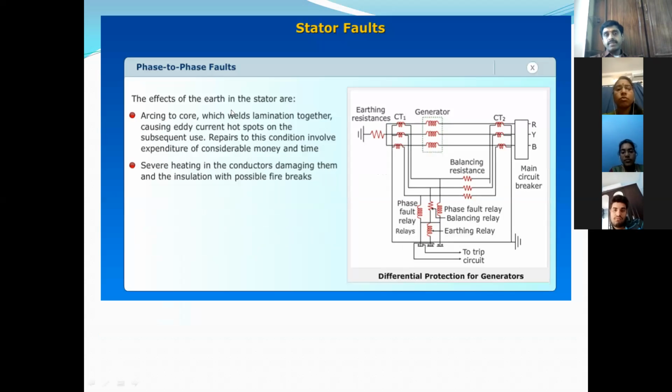The effects of the earth fault in the stator, and how the earthing is done from neutral to ground. According to the core, which welds the laminations together, causing eddy current hotspots on subsequent use. Repairs to this condition involve expenditure of considerable money and time, severe heating in the conductors damaging them, and insulation with possible breaks. Because of these many adverse effects, the phase-to-phase faults must be cleared quickly.